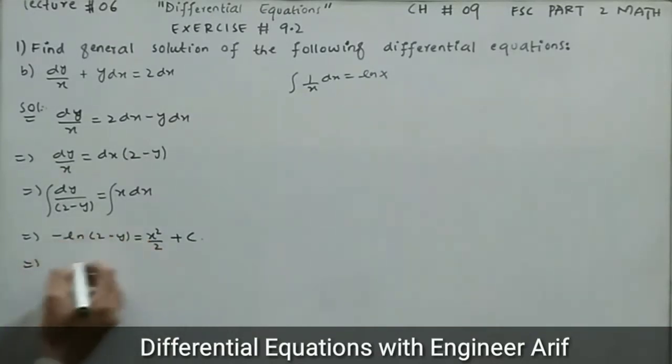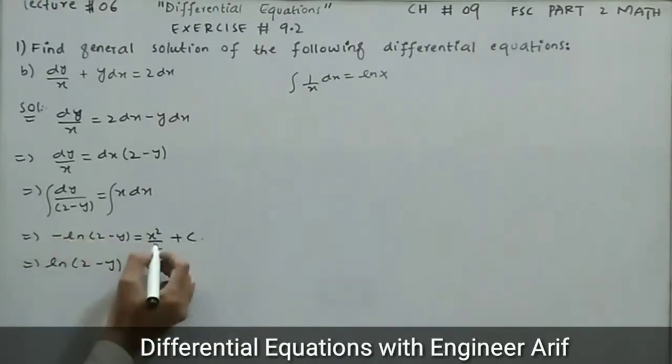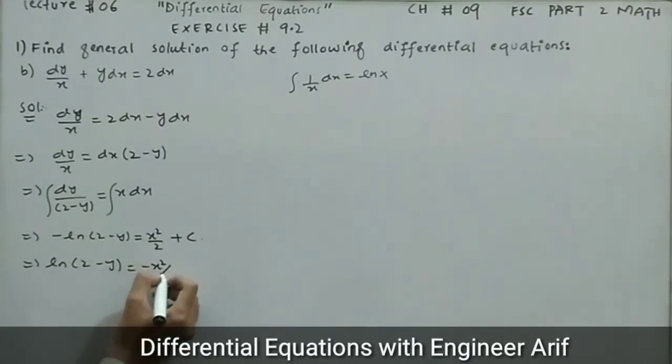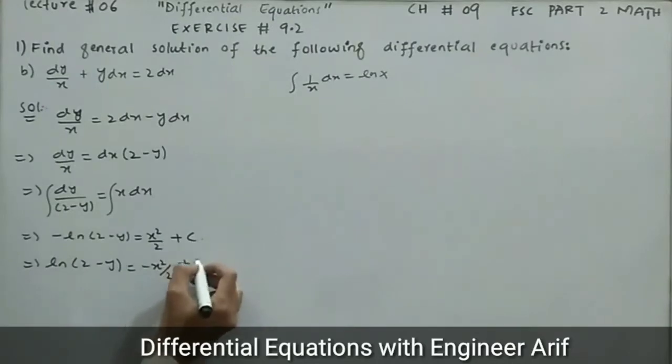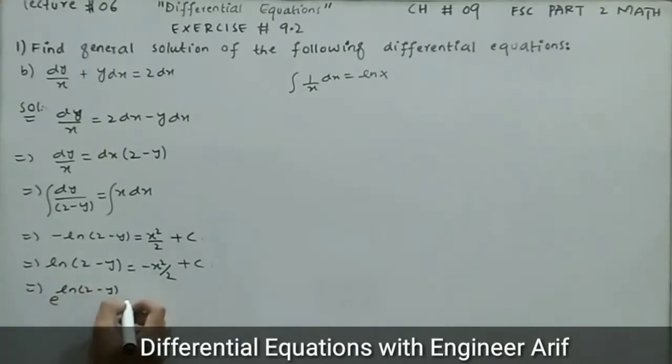After this, shift the minus to the right hand side, so ln of 2 minus y will be, multiplying minus with x square over 2, minus x square over 2, and minus multiplied by the constant will still give me a constant c. After this, to remove this ln, I will take exponential on both sides. So exponential power minus x square over 2 plus constant c.